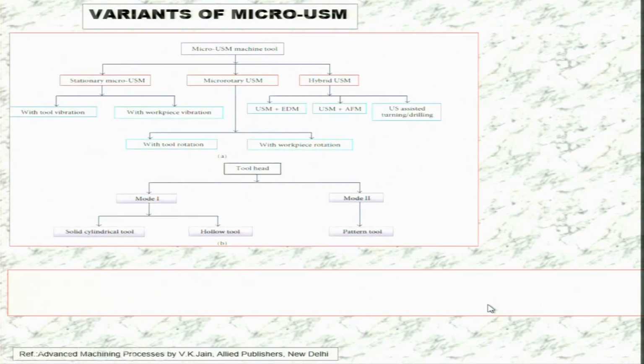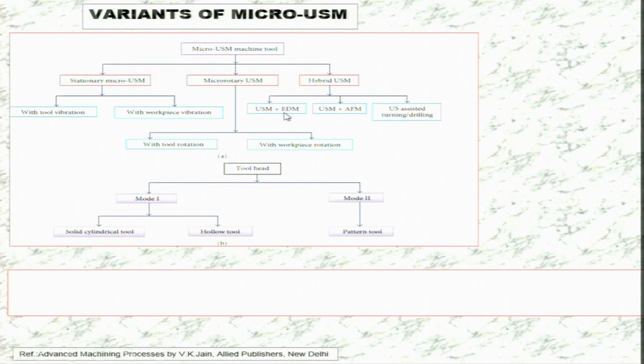Variants of micro ultrasonic machining. Micro ultrasonic machine tools: you can have stationary micro ultrasonic machining with tool vibration or with workpiece vibration. Whatever we have discussed is summed up in this particular diagram. Micro rotary ultrasonic machining with tool rotation or with workpiece rotation. Hybrid ultrasonic machining, where you have ultrasonic machining plus EDM.